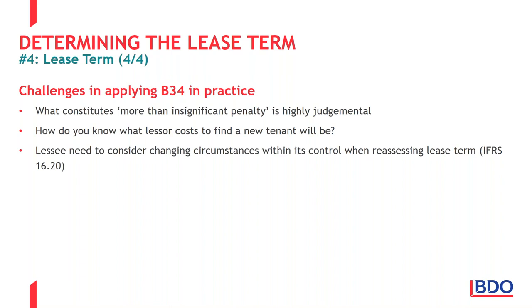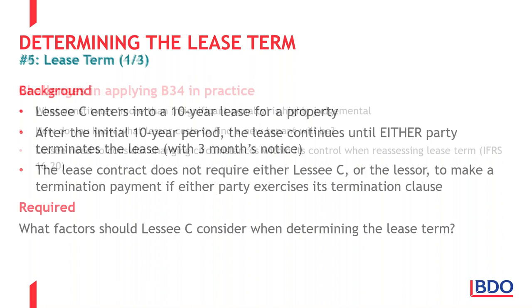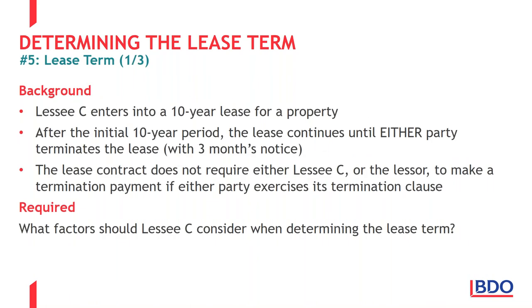All right, so let's take it a bit further and let's look at number five, still on lease term. So lessee C enters into a 10-year lease for a property. Now, after the initial 10-year period, the lease continues until either party terminates the lease, and they only have to give 3 months' notice. So there's a 10-year lease. After that, it rolls on, and there's this option to exit every 3 months.